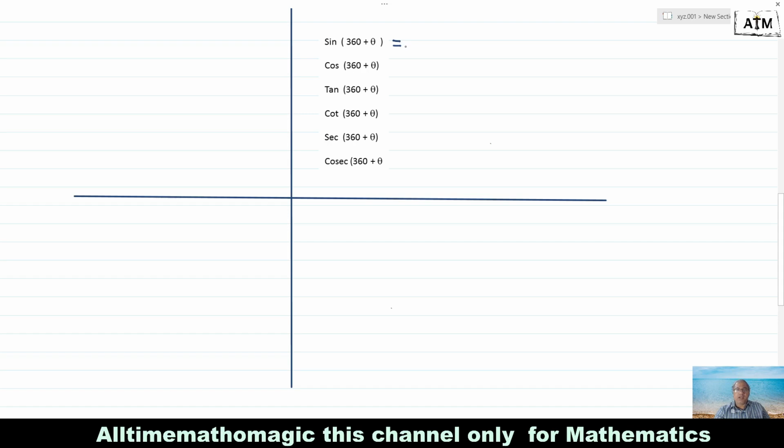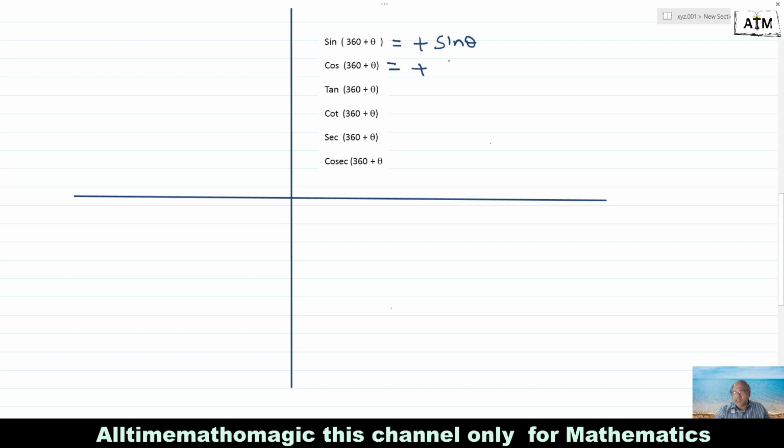In the first quadrant, all functions are positive and conversion is not allowed. That means sin theta will remain sin theta, cos theta will remain cos theta. So conversion is not allowed in the first quadrant. So sin(360 plus theta) will become plus sin theta, same to same, and all are positive.